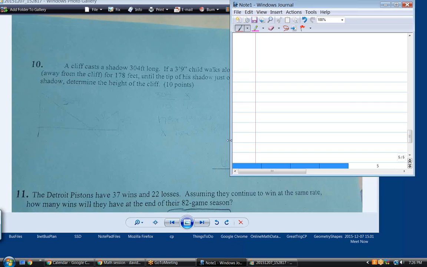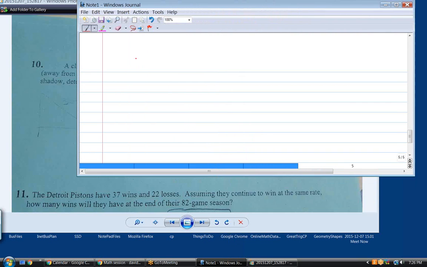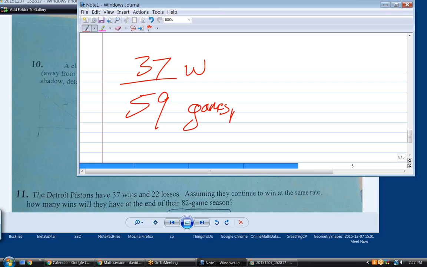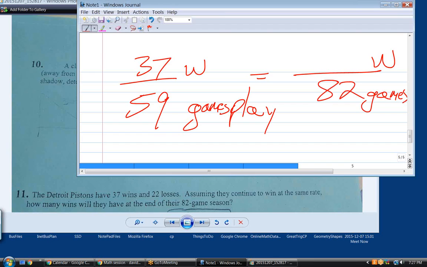Okay, so 11, it would be 37 over 22, no, 37, or 82 over 37? What's the win ratio if they've won 37 and lost 22? What's the ratio? Is it 37 to 22? Yeah. It's 37 to 59. Oh. Because it's the number of wins versus the number of games played. Okay. And that's the ratio we have to have because they want to know how many wins we are going to have if we play 82 games. So the ratio has to be 37 to 59 is equal to x to 82.